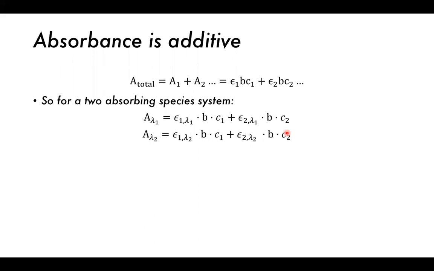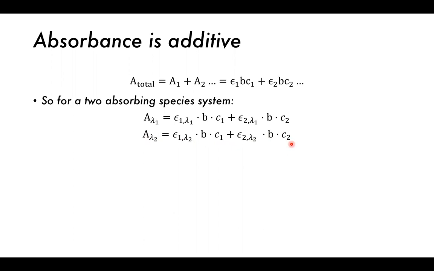Then we can do the same thing at a different wavelength. We can get the absorbance at wavelength number 2. Then we have epsilon 1 at wavelength 2 times the path length B times the concentration C1, plus epsilon 2 at wavelength 2 times the path length times the concentration of the second species. So hopefully you can see where we're going here.